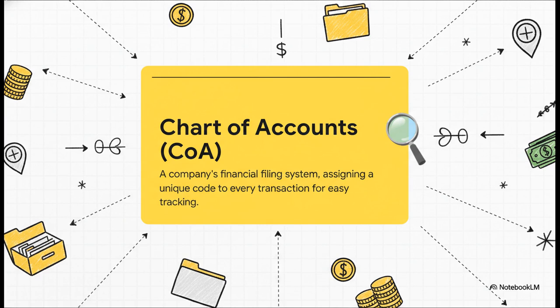And what it does is actually pretty simple. The chart of accounts is basically the company's master filing system for money. It assigns a unique number to every single type of transaction, giving every dollar its own set of GPS coordinates.